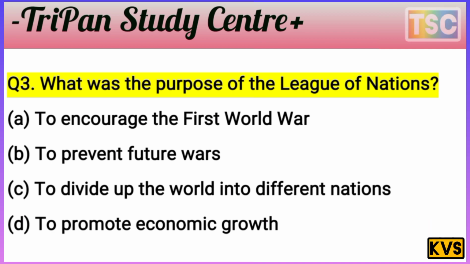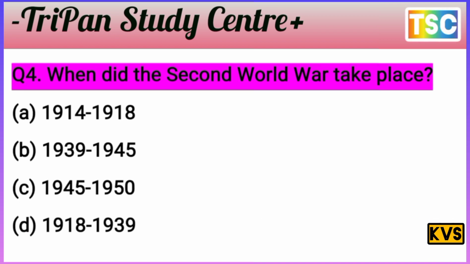The right answer is B, to prevent a future war. Because the League of Nations was established to prevent future war. That's the important answer, B here. And let's see the next question. The next question is important.